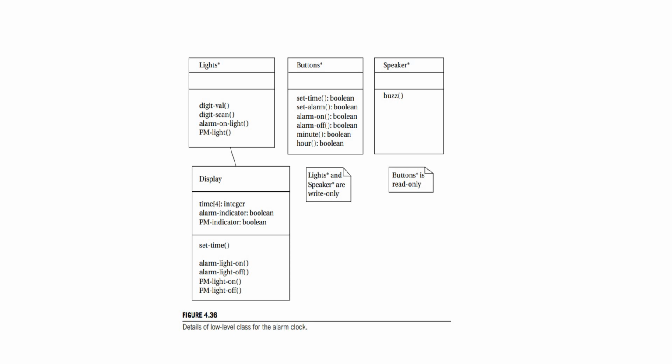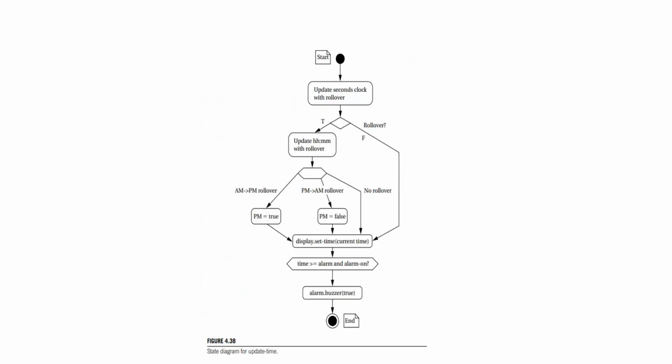So under the speaker there is a buzzer. Then under the display class there is time, an integer, alarm indicator, boolean, and PM indicator. So the PM indicator and alarm indicator are boolean values. So under the set time there is alarm light on, alarm light off, and PM light on and PM light off.